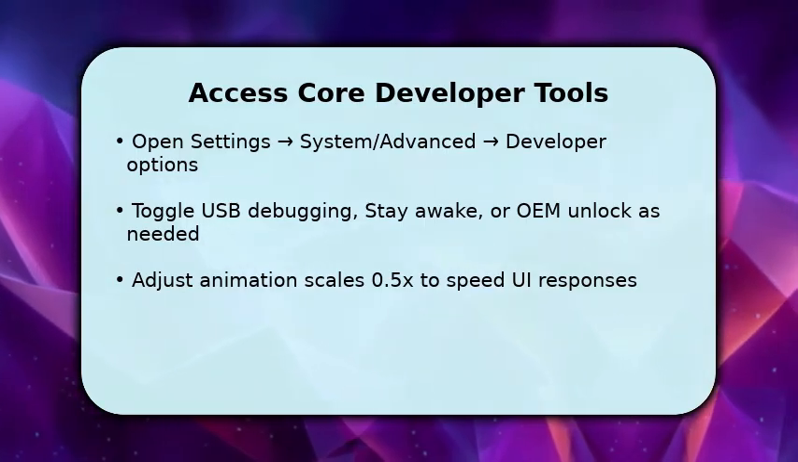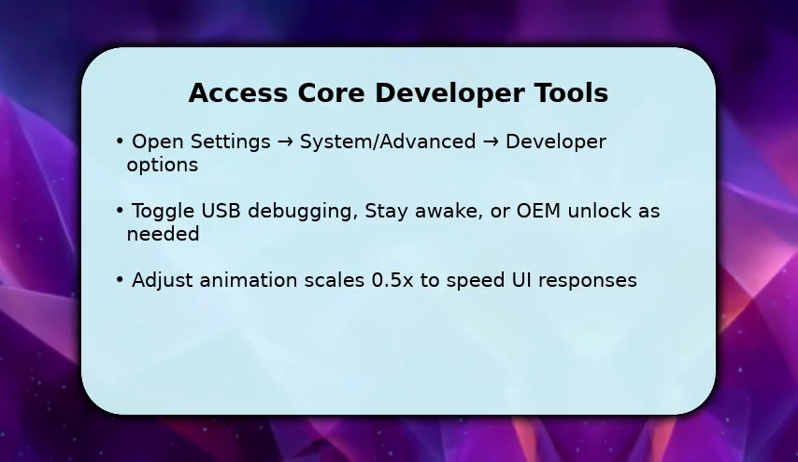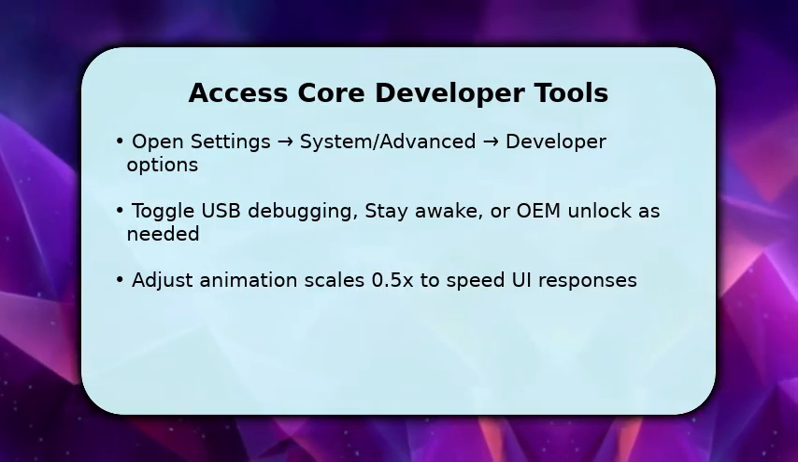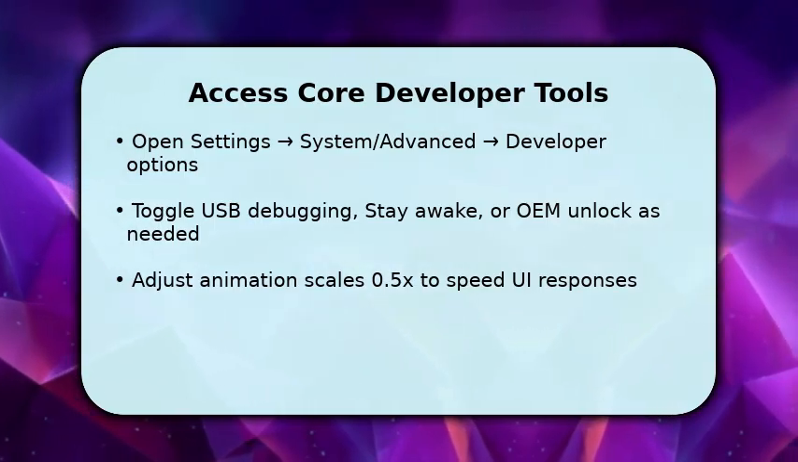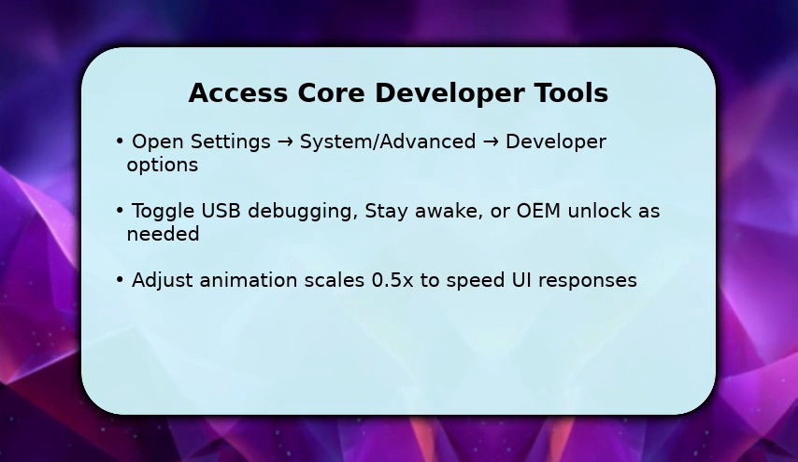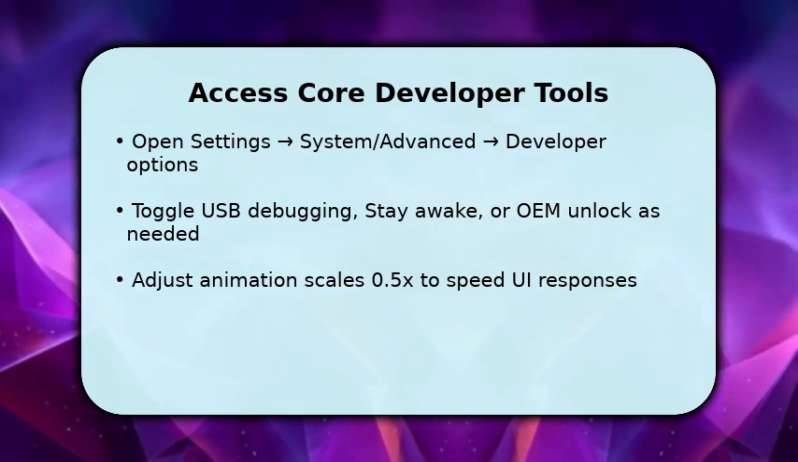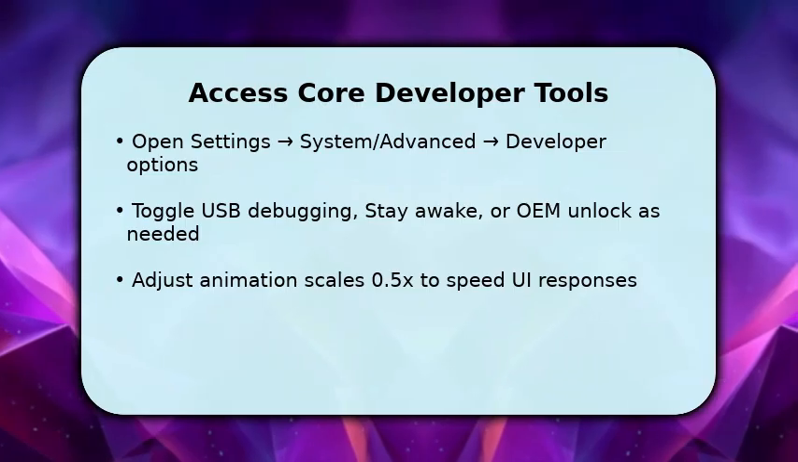To speed up your phone's feel, adjust window, transition, and animator animation scales to 1/2. Once you've set the key options, test one change at a time. To finish, reboot your phone so system changes take effect and verify your intended behavior.